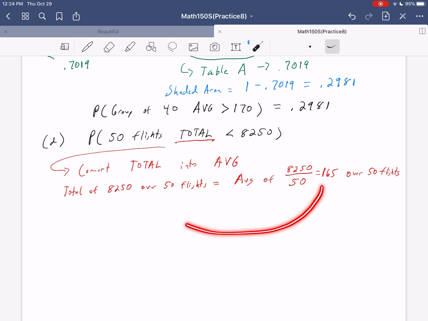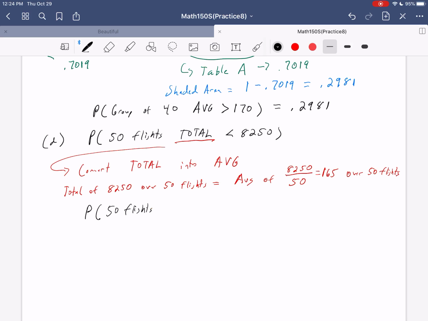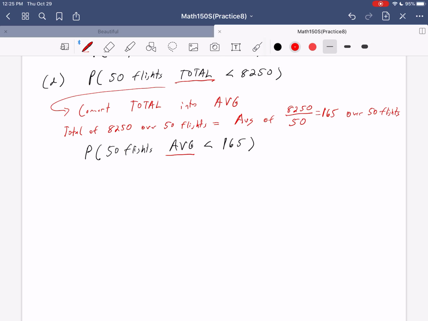It might be actually easier to think about it this way. If you have an average of 165 people over 50 flights, well, 165 times 50 gives us that total of 8,250. So we're going to solve a slightly different question than was originally asked. We're going to try to solve the probability that 50 flights have an average less than 165. So notice we keep the same group size, still 50 flights, but instead of working on something that is about the total, we're going to work on something that's about the average, because that allows us to use our sampling distribution.